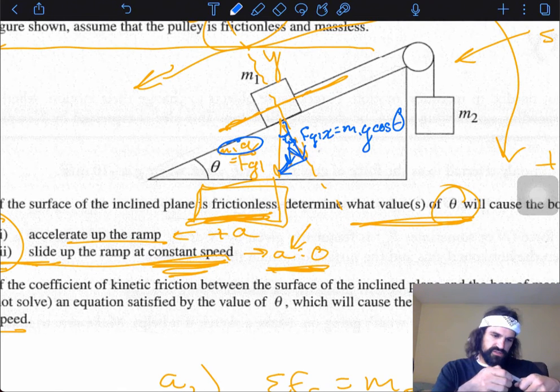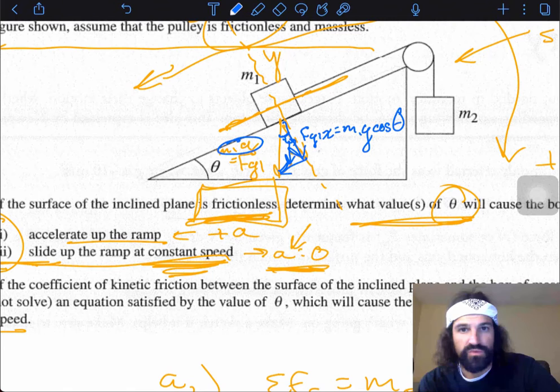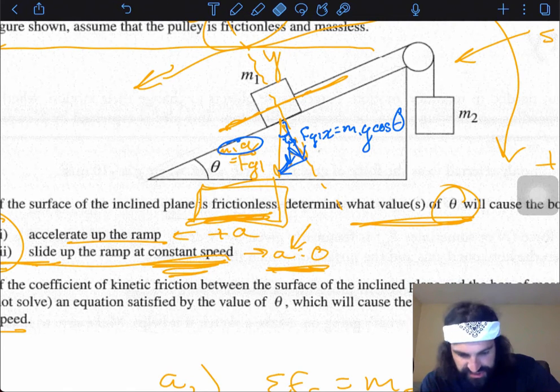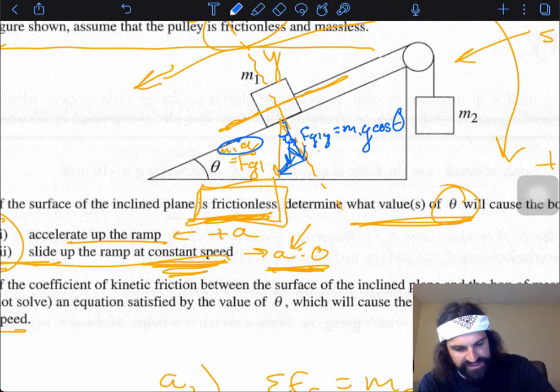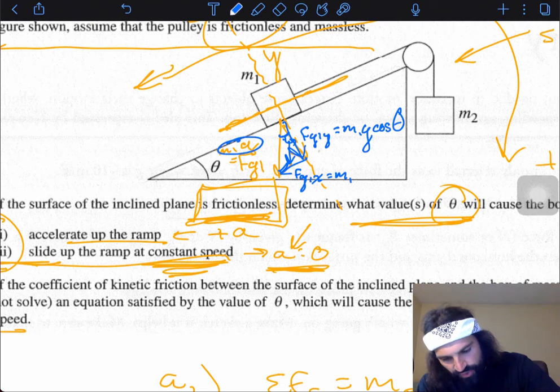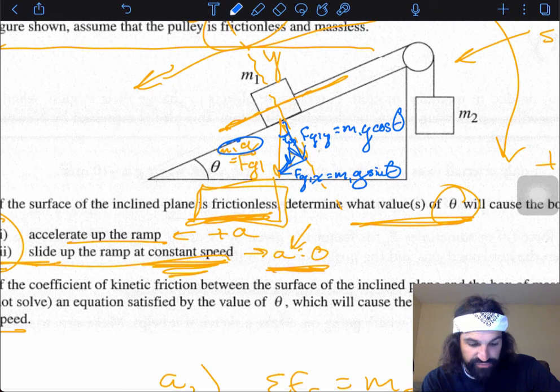So now, again, I just switched my x and y. This is Fg1y, which hopefully you realized is along our bent y-axis, so that's Fg1y. This is Fg1x, which should be m1g sine theta. Cool. So we've broken that down.